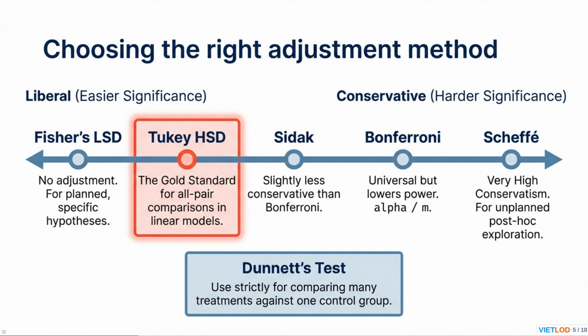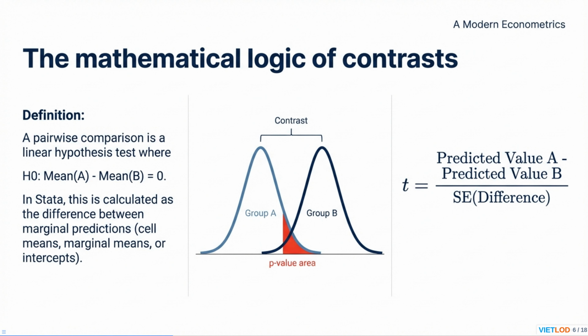Choosing an adjustment method involves navigating a spectrum from liberal to conservative. Liberal methods, like Fisher's LSD, involve no adjustment and are meant for planned hypotheses, making significance easier to achieve, but increasing false positive risk. On the other end, conservative methods like Scheffe offer high protection against type 1 errors during unplanned exploration. Tukey HSD is highlighted as the gold standard for all pair comparisons in linear models because it balances power and error control. Bonferroni is a universal, strict choice that divides alpha by the number of tests. Additionally, for studies comparing multiple treatments against a single control, Dunnett's test is the appropriate specialized tool.